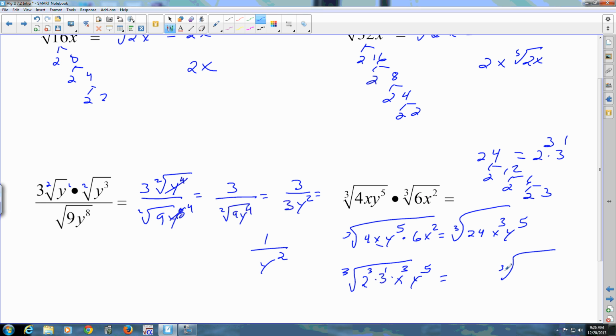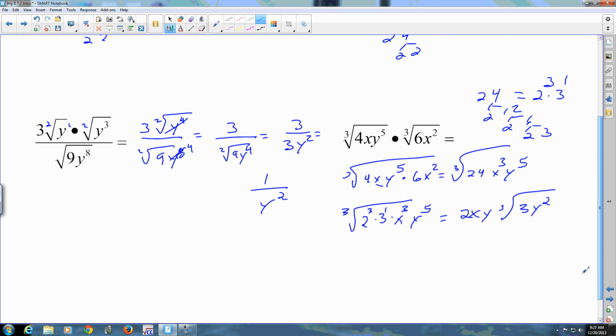So I've got a cube root. 3 goes into 3 once, so a single 2 pops out. This 3 doesn't have a big enough exponent, so that 3's got to stay behind. 3 goes into 3 once, so the x pops out. 3 goes into 5 once, with 2 left over. So trying to rewrite that a little cleaner, 2x y cube root of 3y squared. Okay, and that's all underneath it.